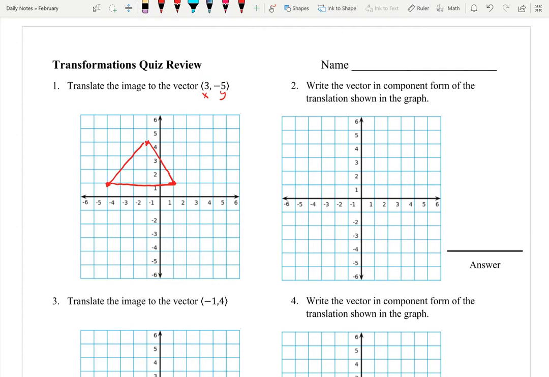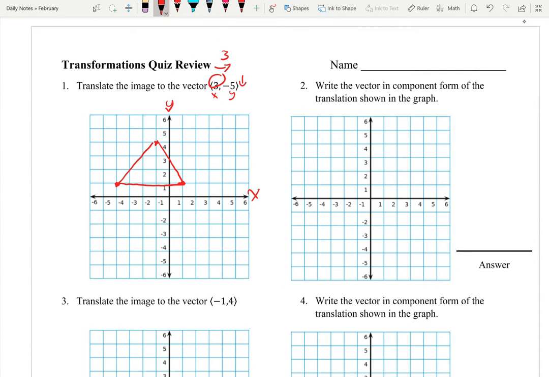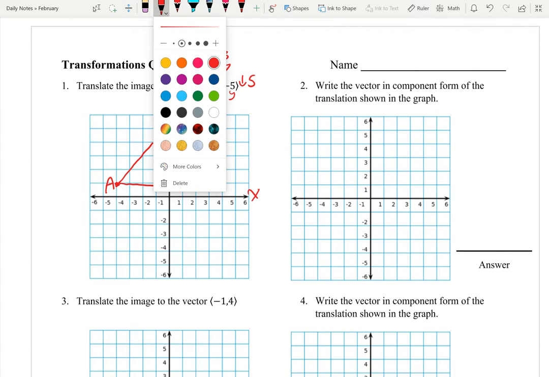So what this is claiming is that the x-axis goes left and right. So it's a +3, meaning that we would go to the right 3. And of course, the y-axis is the up and down axis, and it's -5, indicating to us that we would go down 5. So let's take these points, A, B, and C, and let's do one at a time and go right 3 and down 5.